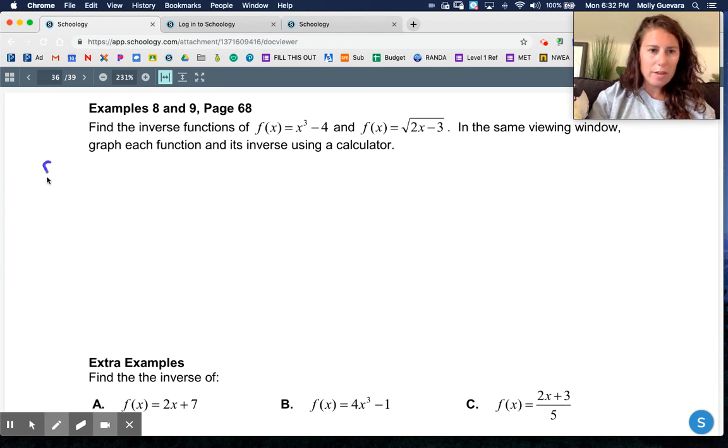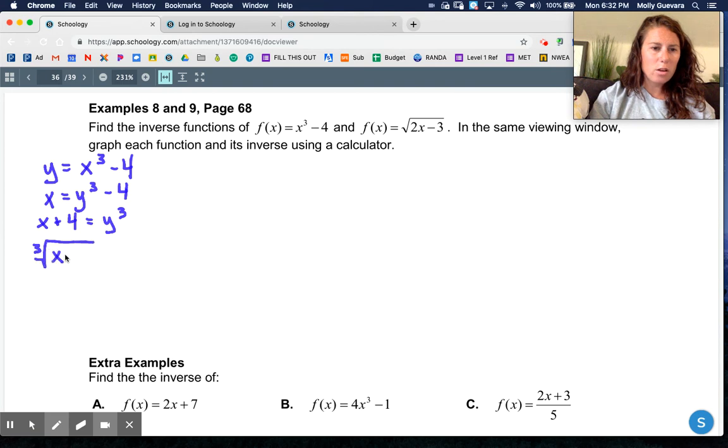Okay, so f of x, let's just go into the y, right? We know what's going on, right? So y is equal to x cubed minus 4. So let's switch the x and y, and we're going to solve. So I'm going to add 4, x plus 4 equals y cubed. And then lastly, we have to take the cube root of both sides. Okay, so f inverse of x is equal to the cube root of x plus 4.